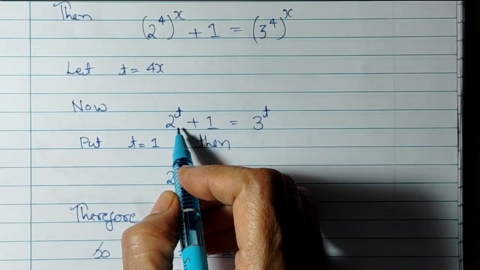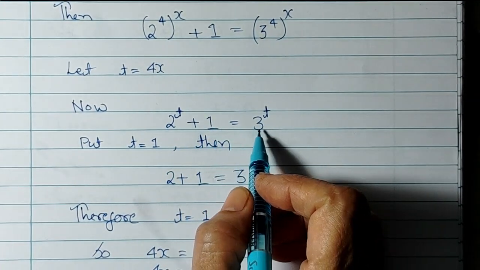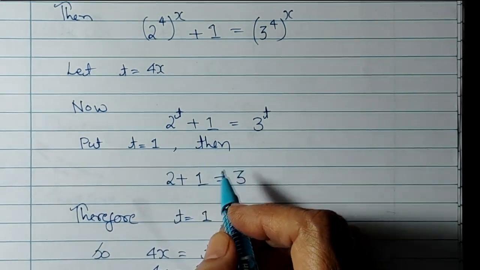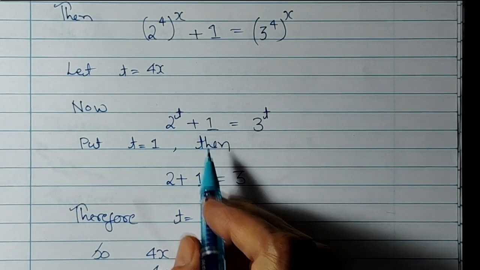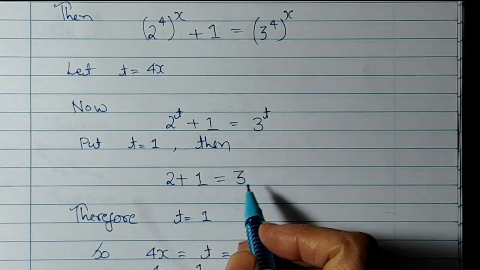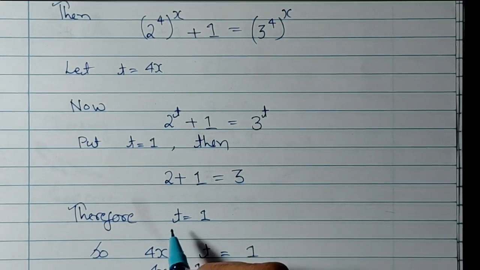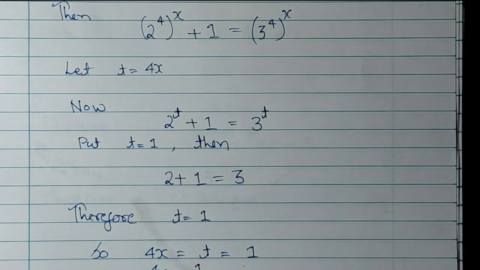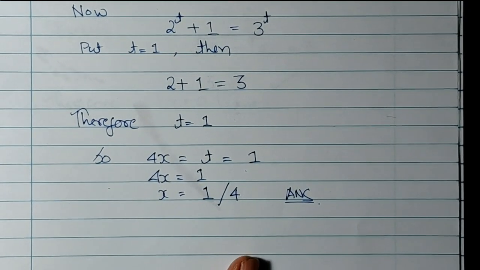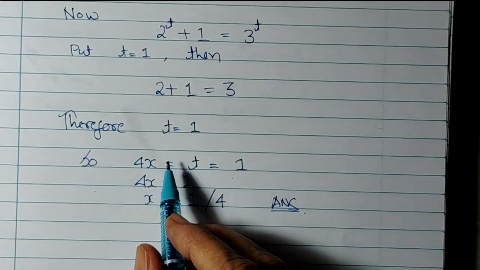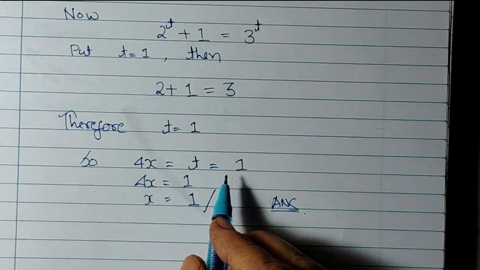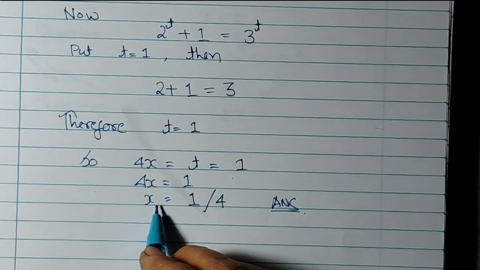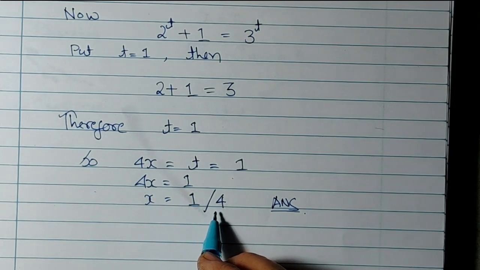Now 2^(t+1) = 3^t. Now we will put the value of t equal to 1. Then it becomes 2^(1+1)... that means 2 + 1 is 3, which is equal to 3. Therefore the value is t equal to 1. So 4x is equal to t, which is equal to 1, and 4x is equal to 1, so x will be equal to 1/4. This is the answer.